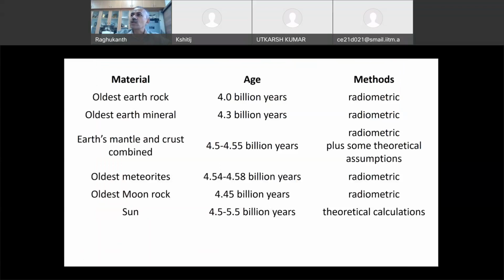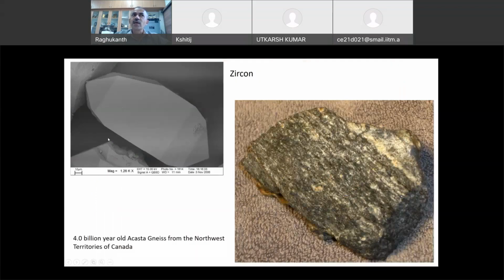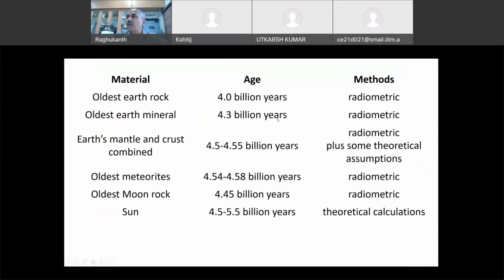So the oldest Earth rock that we have found is around 4 billion years old, and of course radioactive decay has been used. The oldest Earth mineral is zircon. So the oldest Earth rock is this Acasta Gneiss, and zircon is the oldest mineral. If you do dating, it turns out to be 4.3 billion years.